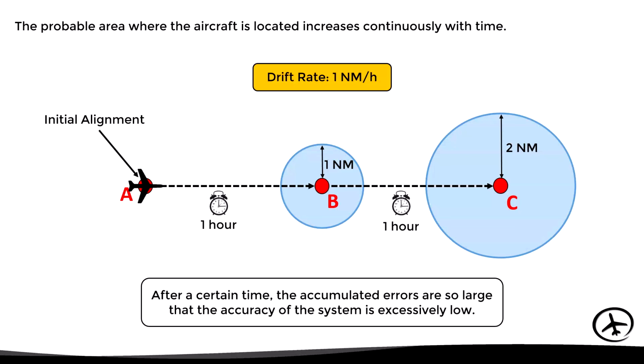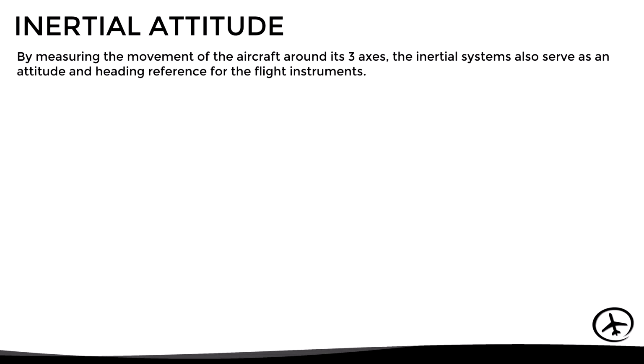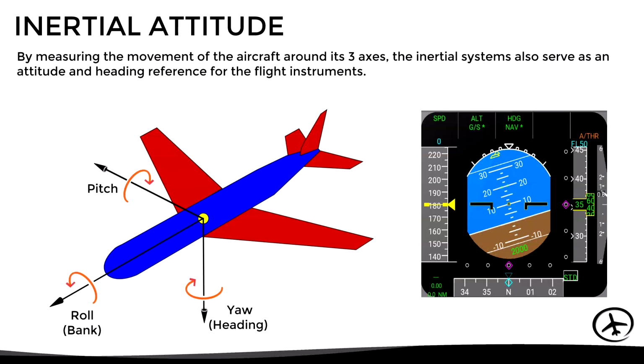Up to this point, we have focused on the navigation capabilities provided by the inertial system. However, since it measures the movement of the aircraft around its 3 axes, it can also be used as an attitude and heading reference for the flight instruments. Some of the instruments that can be fed by an inertial system are the attitude indicator, the heading indicator, and the turn coordinator.